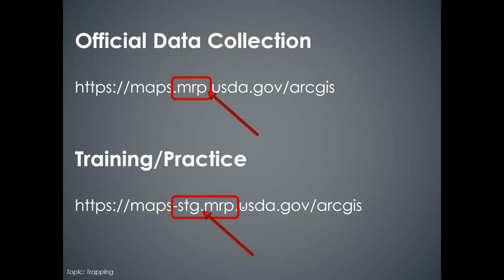And that is housed here in the stage portal, maps-stg, or think of that as stage.mrp. This enterprise portal is a staging portal and allows you to play. Be very careful when you sign in that you are signing into the correct URL for the data that you're entering. Official data in the official URL, training or play or practice in the stage URL. And I'll show you what that looks like. Again, our training maps start with training in all caps, so there's a little hint for you. And the base map is kind of a boring light gray, so it's not too hard to tell the difference.